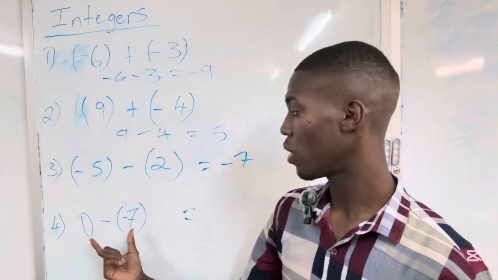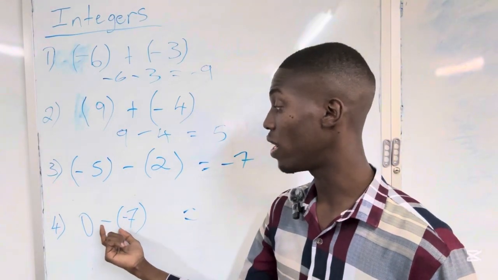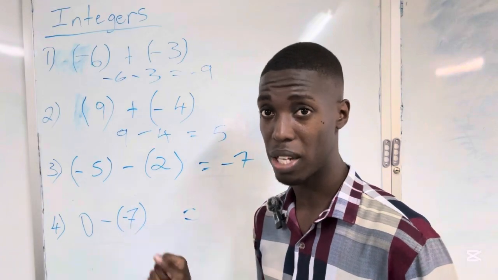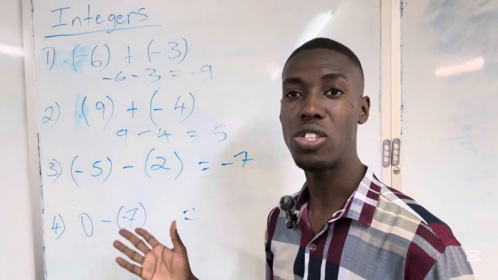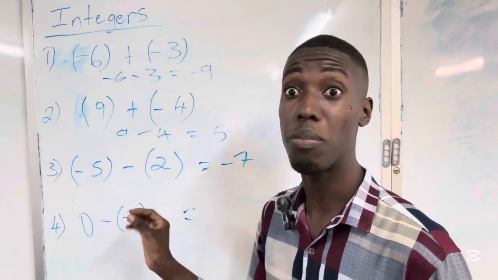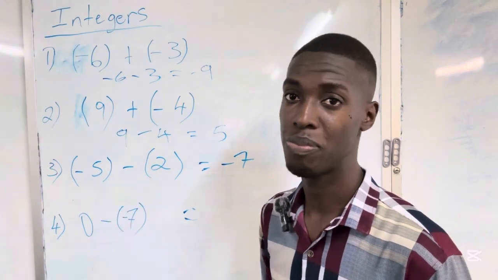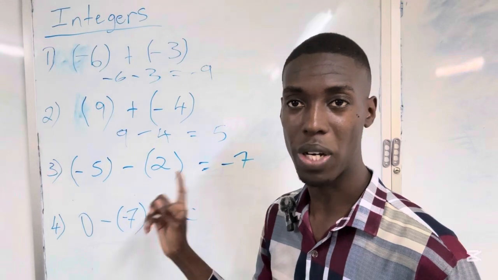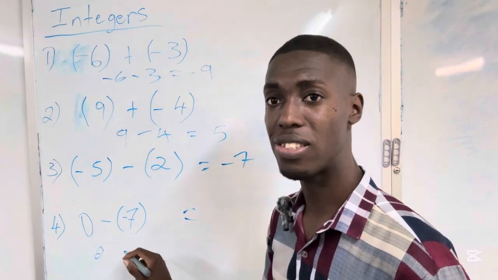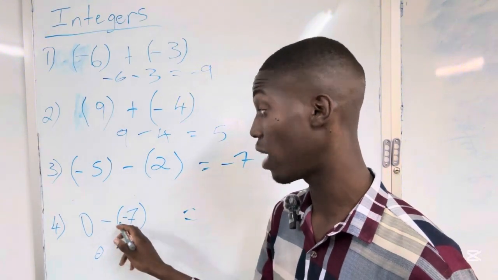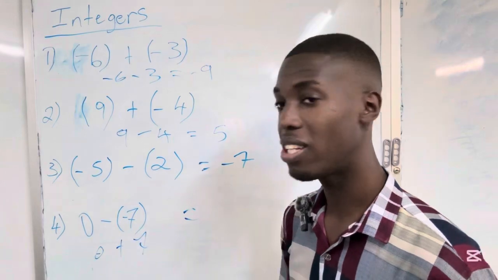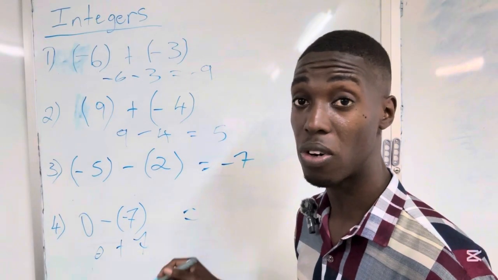And last but not least, we have 0 take away negative 7, right? If you look closely, we have a negative sign outside of the bracket of negative 7, right? Whenever two similar signs come together and multiply, we keep the sign positive, right? So let me rewrite this: 0 plus, a negative times a negative gives you a positive 7, right? So 0 plus 7 would give us 7.